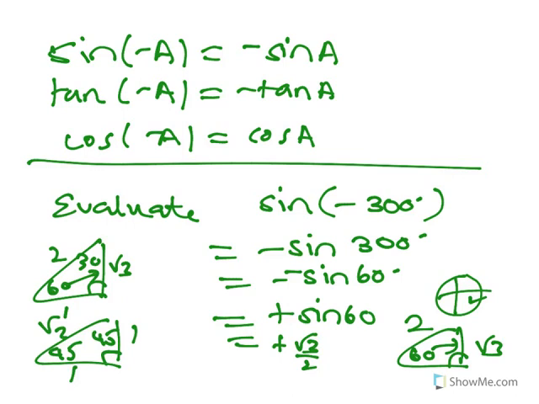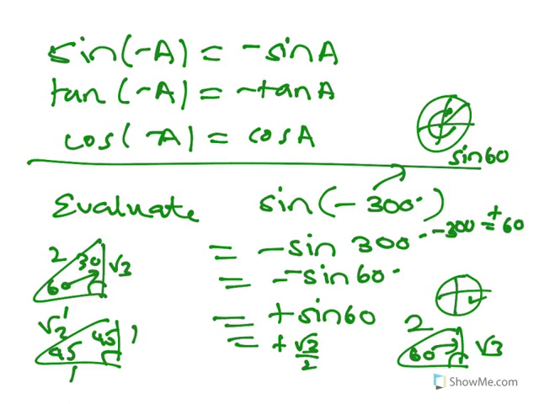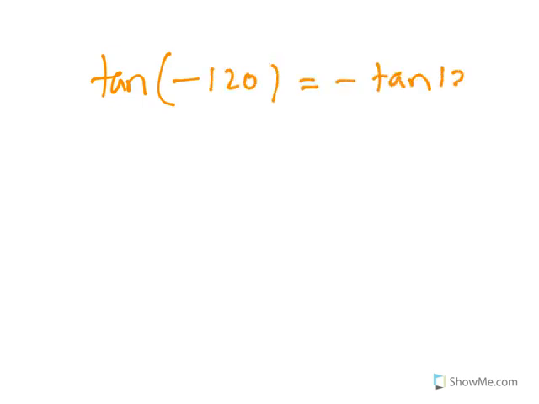If you did that the other way, sine of minus 300 would be around here. So it's equivalent to sine 60, because minus 300 is the same as positive 60. If you turned around 60 that way, it's the same as turning 300 that way. Okay.